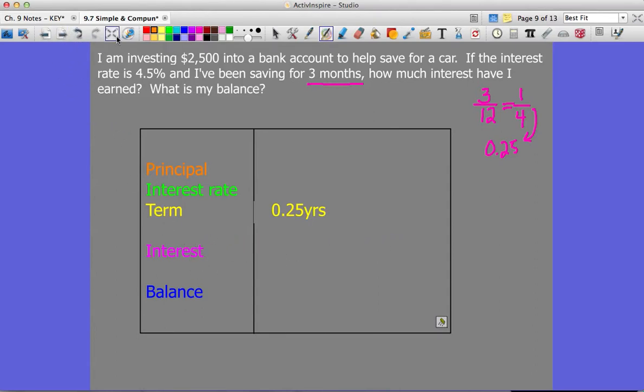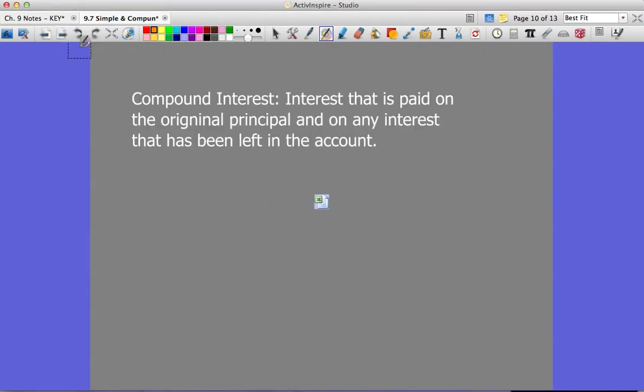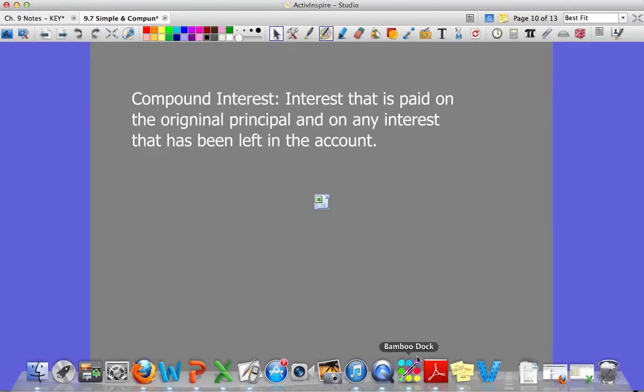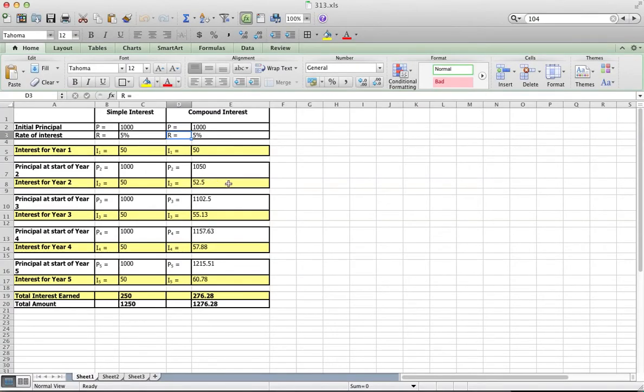Okay, so at the end of the video, I want you to come back to this, try it, and post your answers to Edmodo. But for now, we're going to move on to compound interest. Compound interest is interest that is paid on the original principal and on any interest that has been left in the account. Okay, so what this means, and it's easier to show you a graph of what this means than to try and explain it with the bank terms.